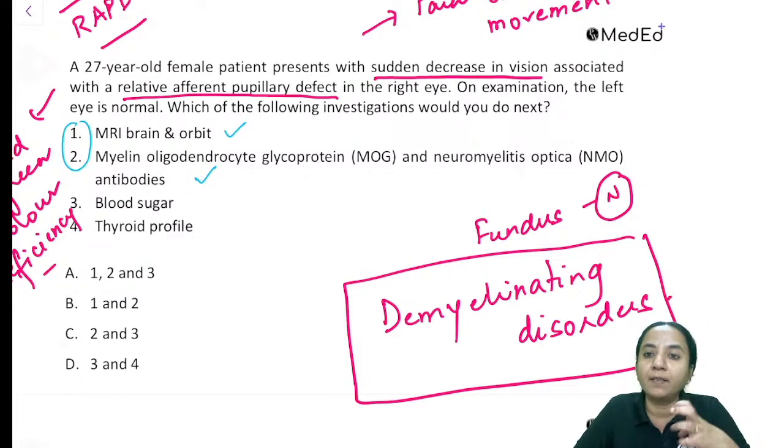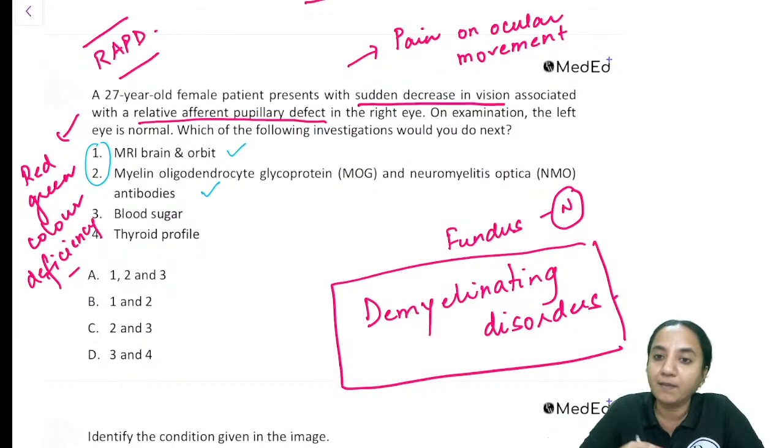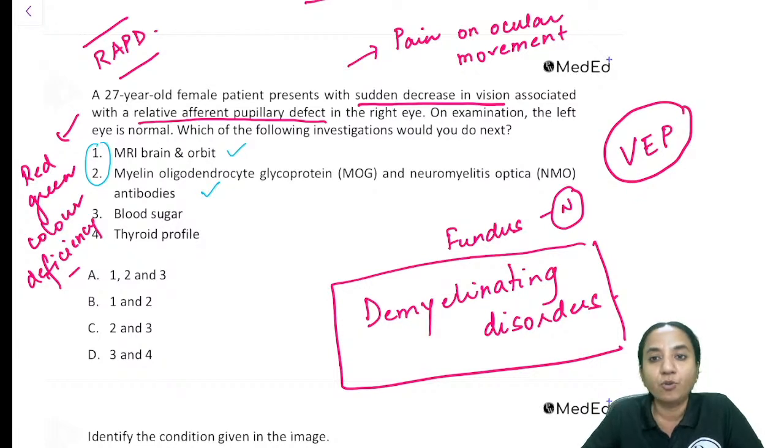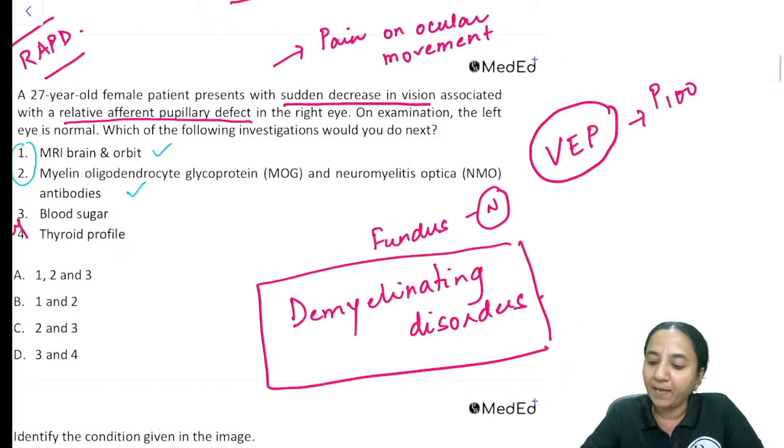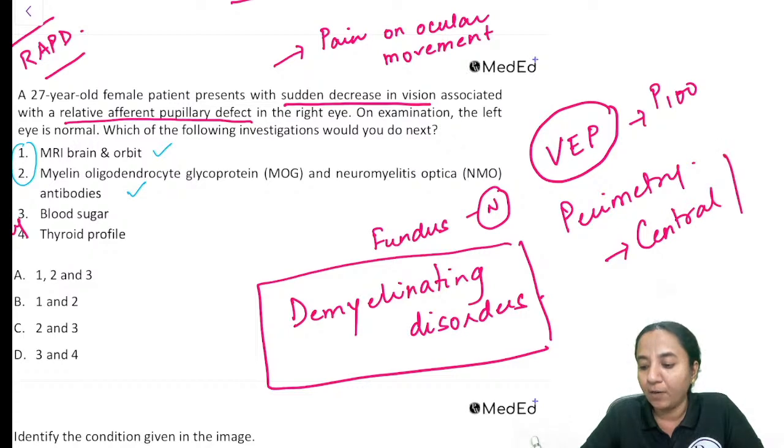So basically the question is giving us a clinical picture of optic neuritis, though from this question it's not really clear except for the fact that they have mentioned RAPD. But these are the other things, as I told you, which are usually given in the question: decrease in vision, pain on eye movements, RAPD, color desaturation or red-green deficiency, normal fundus. Sometimes they also give us that a VEP, visual evoked potential, was done, and this shows that the P100 wave is affected. Or sometimes they say that perimetry was done and it shows a central or a centrocecal scotoma.